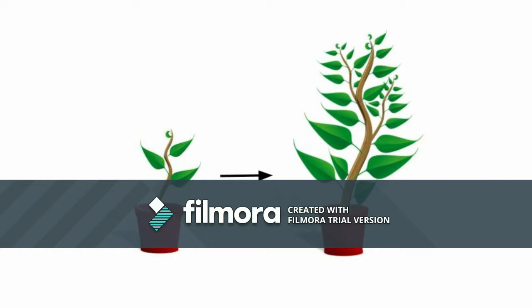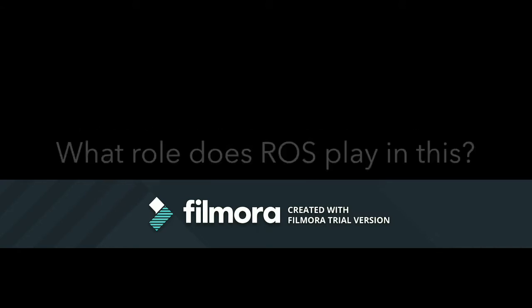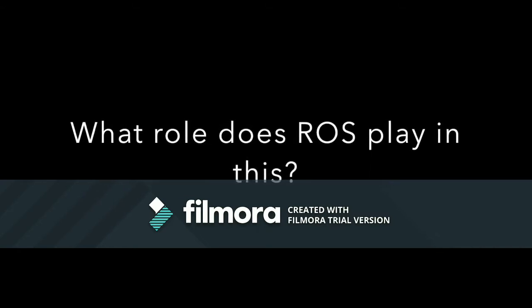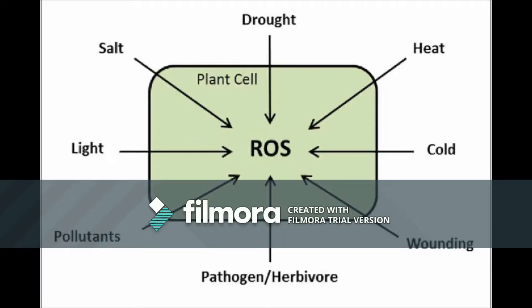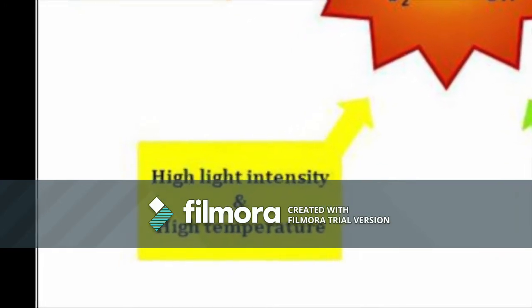In the moments to come, we will examine a few of the ways in which singlet oxygen affects plants and animals. What happens when a plant is stressed? Furthermore, what role does ROS play in this? There are many factors that can cause stress within plants. These stresses produce reactive oxygen species. One way that ROS can accumulate is through exposure to bright light.